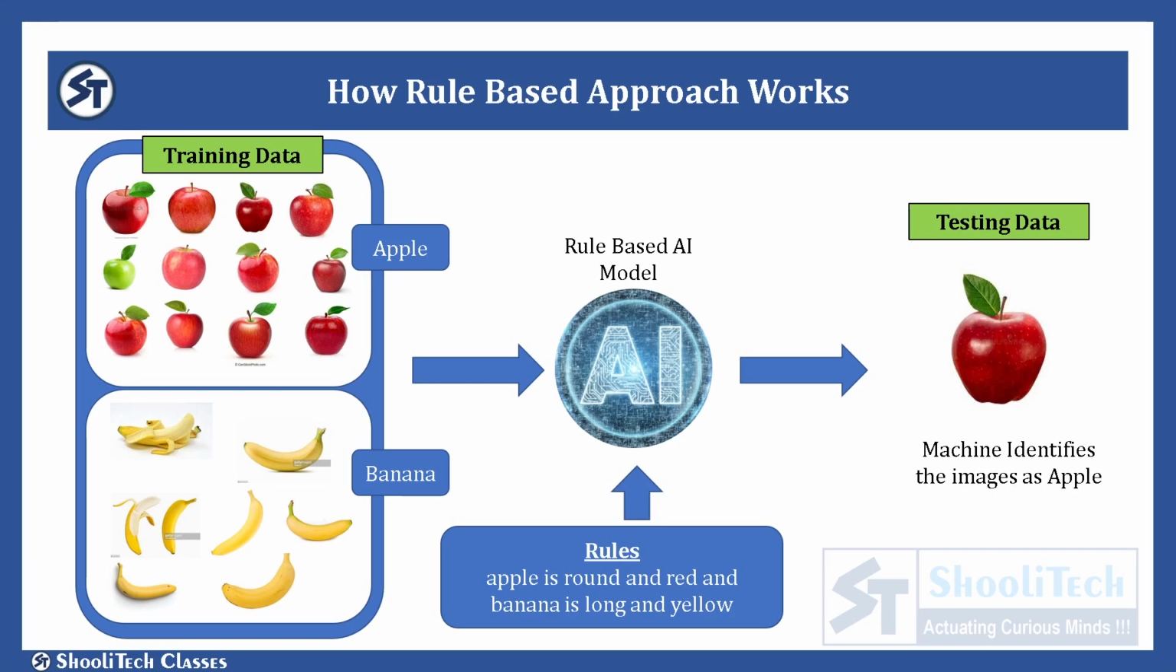So the machine is trained using this data and these rules. Now, if we test the machine with an image of an apple, it will compare the image with the training dataset and the rules given by the programmer, and then it will identify the image as an apple image. So this is how the rule-based approach works.